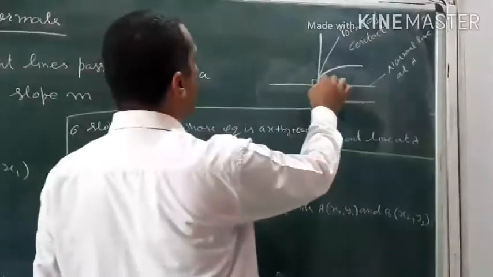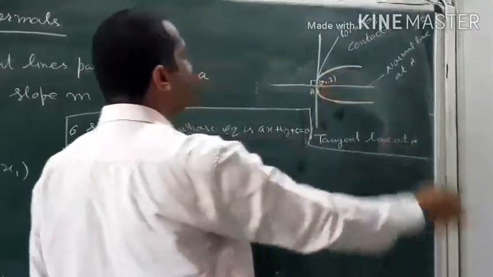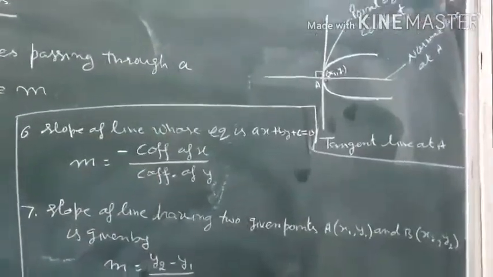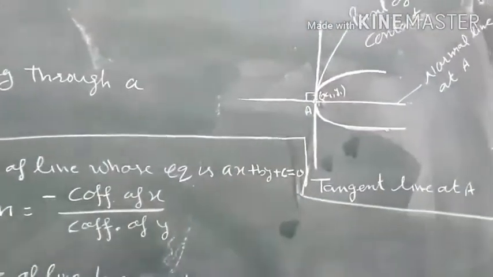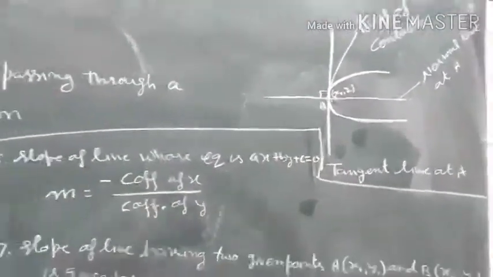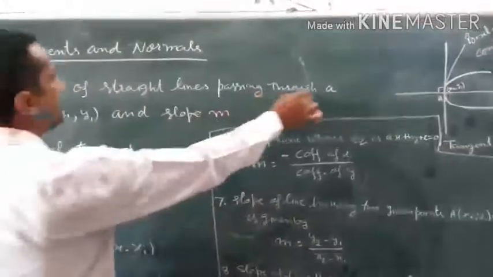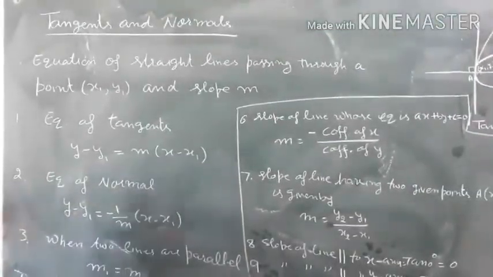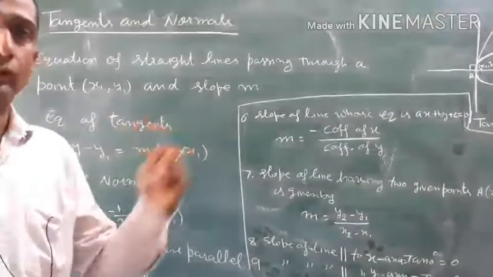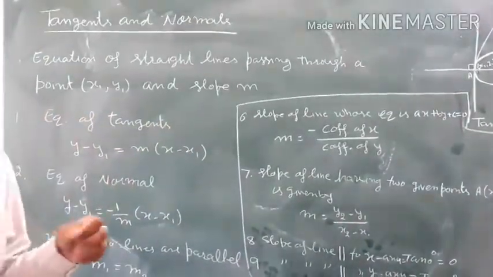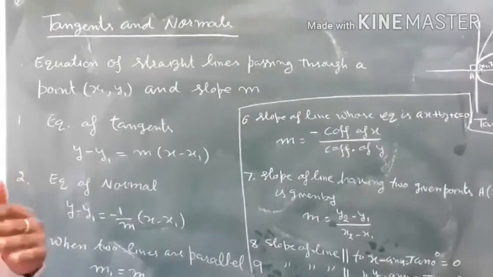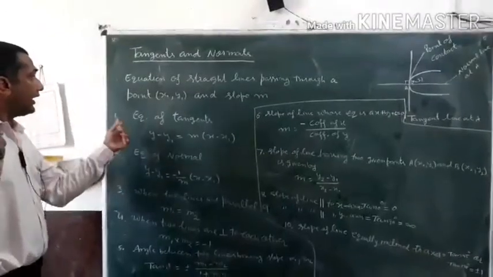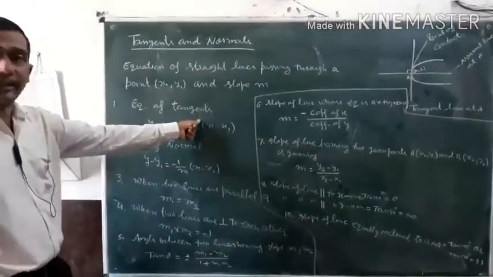Suppose the coordinates of point A are x1 and y1. So then the equation of a straight line passing through the point x1 y1 with slope m. If a line passes through the point x1 y1 and we have a slope m of that line, then what is the equation of the tangent?